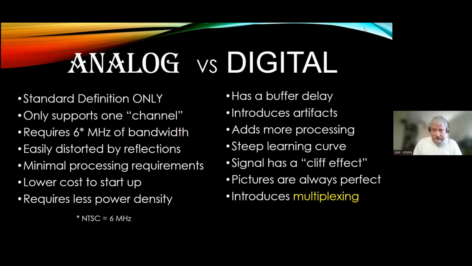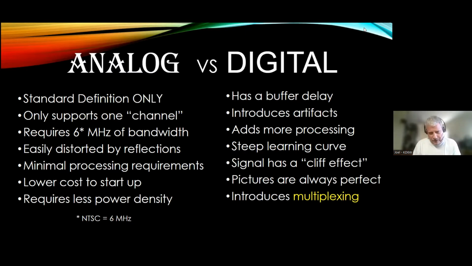The digital signal has a cliff effect. You either have a lock or you don't. And the second you go over that cliff, you don't have a signal anymore. And so it needs a sequence of packets about 3 seconds long of good signal before it'll start back up. So it really needs to have a good positive lock. But when you do have a lock, the pictures are always perfect because they're compressed. And we'll talk more about that.